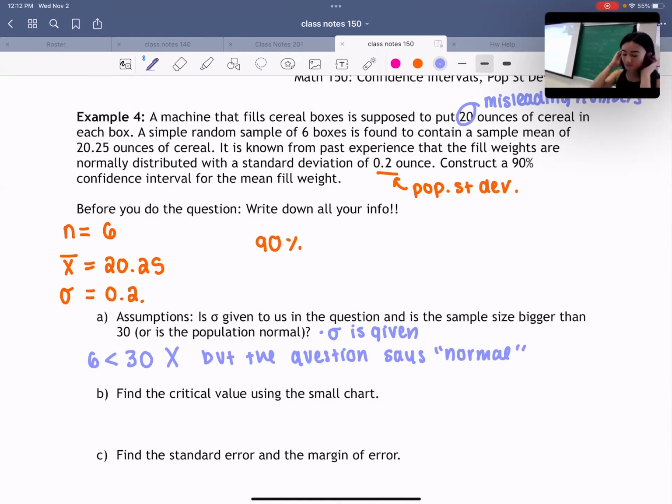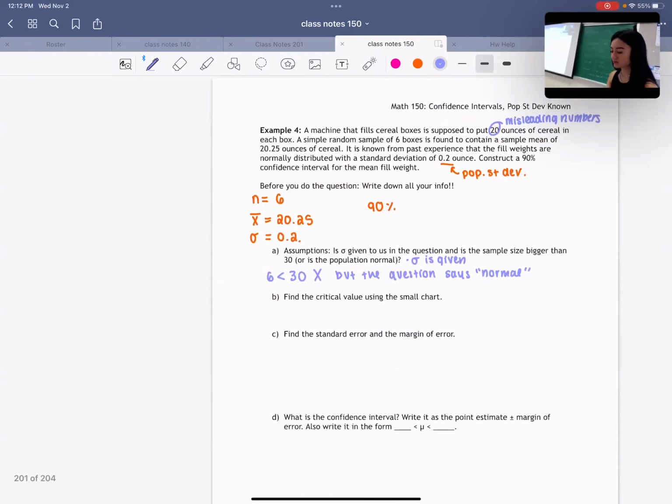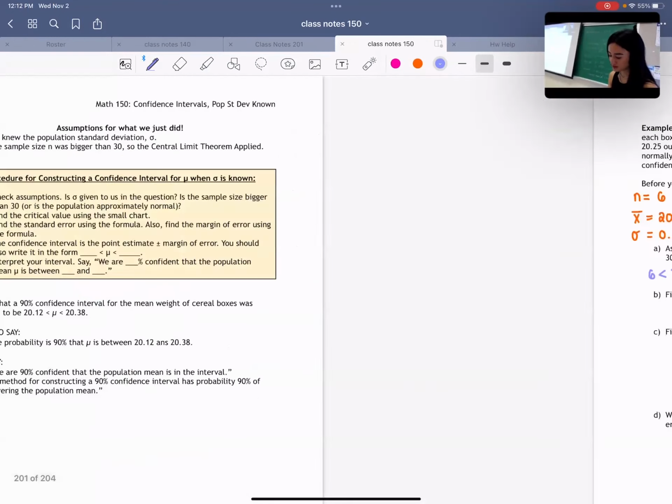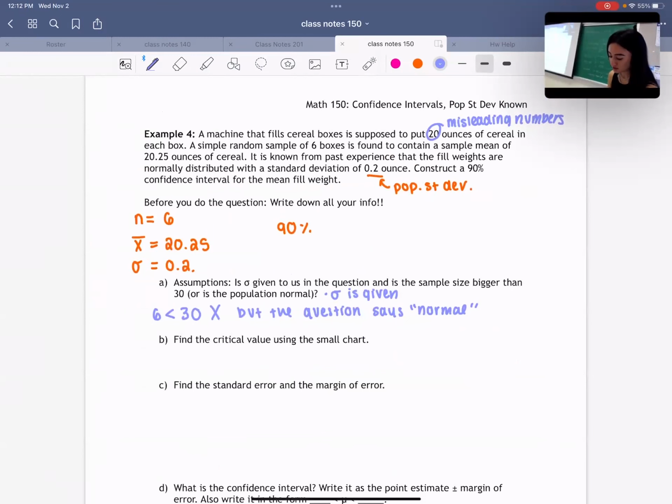Next up, we have to find the critical value. Remember, the critical value is found using the chart on, I think, page 3 or so. Why don't you take a look at your chart? What's the critical value?